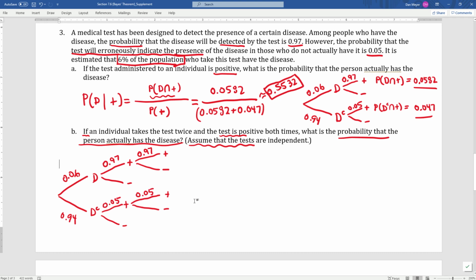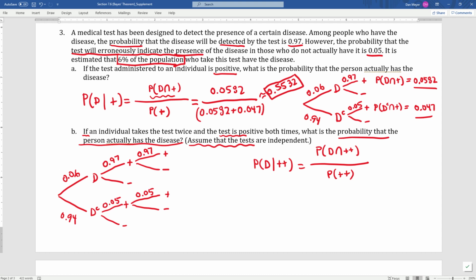I don't want to write it out because it's more confusing than it's worth. The idea here is that this probability doesn't change from that probability. So the question that we're asking here is, what is the probability that the person has the disease given they got 2 positive test results? So that would be the probability of the disease and 2 positive test results divided by the probability of having 2 positive test results.